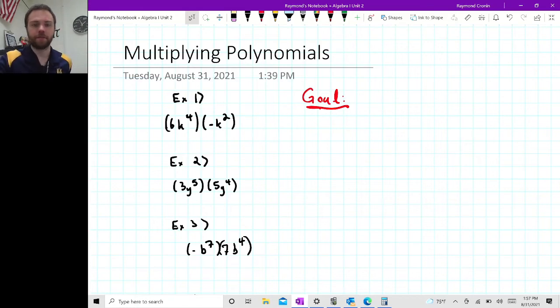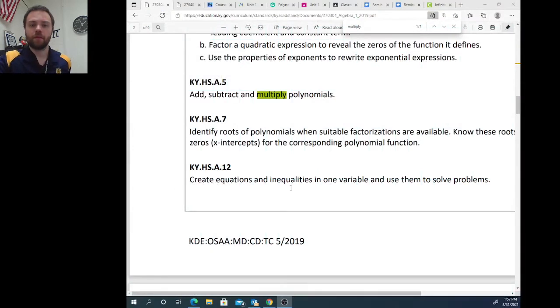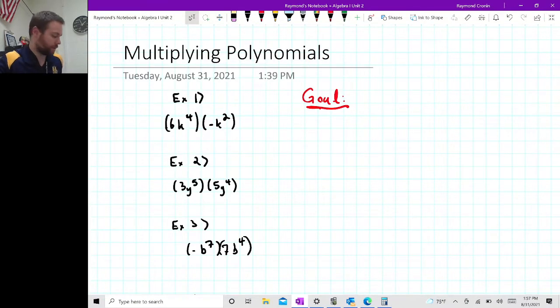All right, so in this lesson, I'm going to be talking about multiplying polynomials. The standard is pretty straightforward: add, subtract, and multiply polynomials. So I've already covered adding and subtracting. Now we're covering multiplying, okay? And so I've got a little lecture for you here, a little lesson.